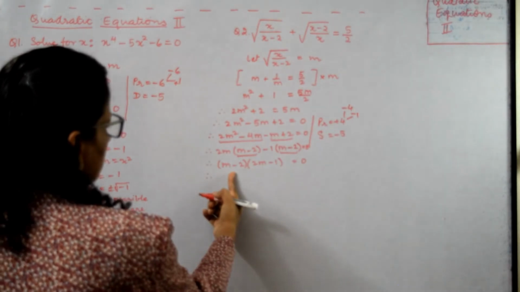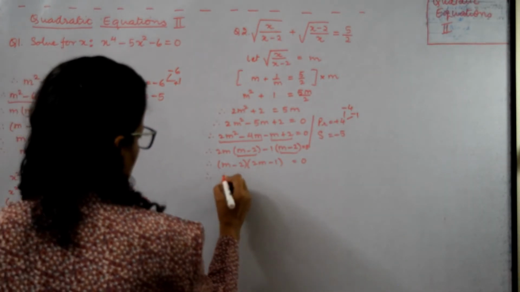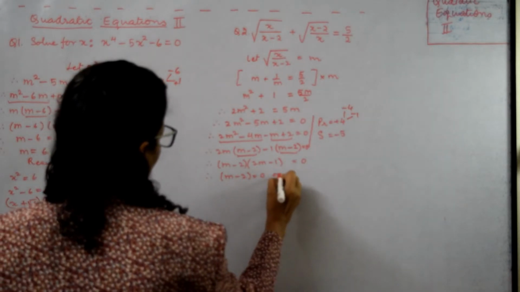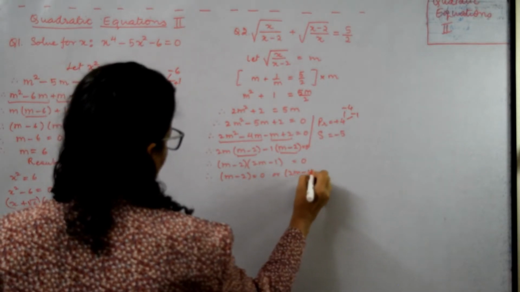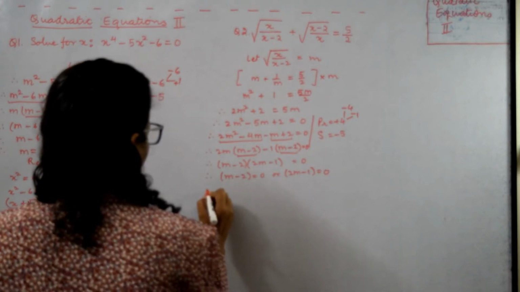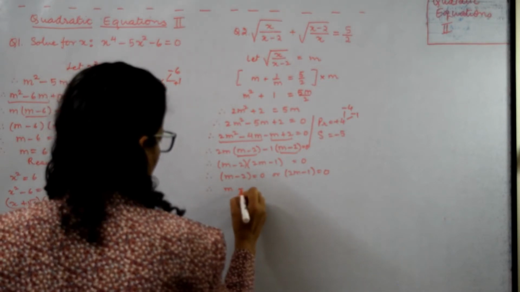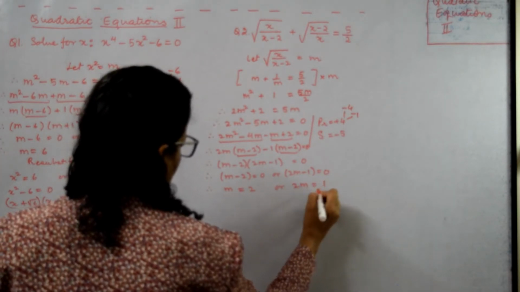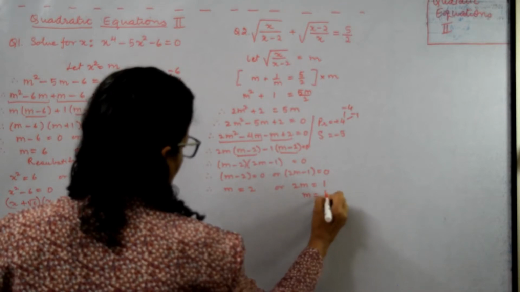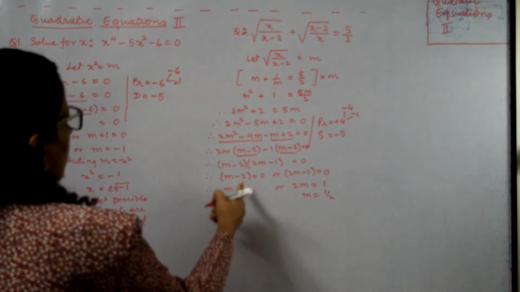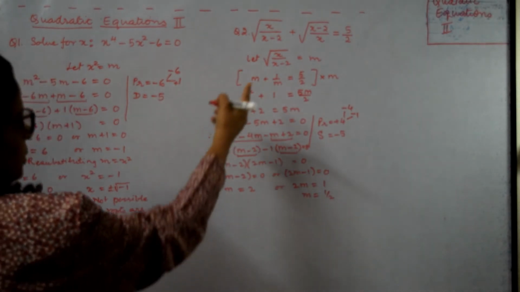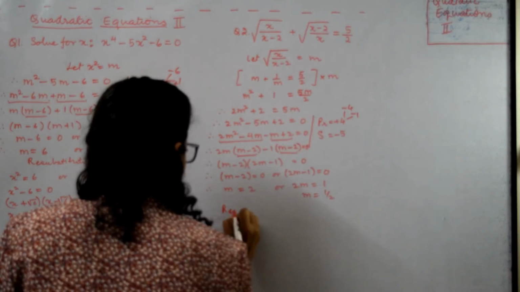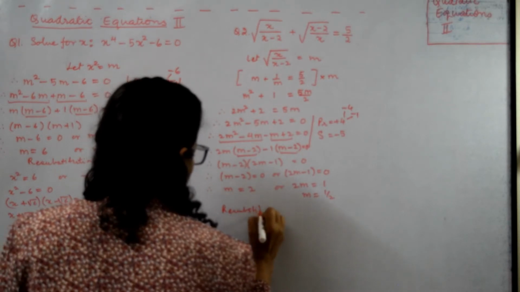Therefore now we will use the zero product rule. Either this bracket is equal to 0 or this bracket is equal to 0. So that will give you m minus 2 equal to 0 or 2m minus 1 equal to 0. Therefore you will have m equal to 2 or 2m equal to 1. That will give us m equal to half. Now m was the substituted value. So we are going to resubstitute.